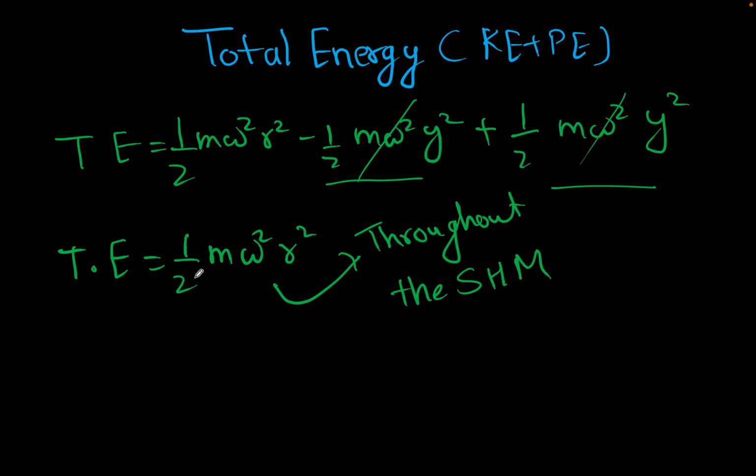Now if you see this equation right here, mass is constant, omega is our angular velocity which is constant, and r is our amplitude, which is also constant. So the total energy throughout the system remains constant. So if we plot the graph, let's look at some special cases first and then we will plot the graph. Alright, so some special cases.